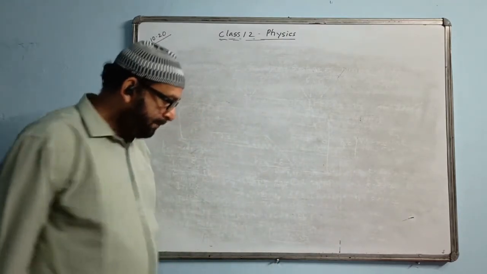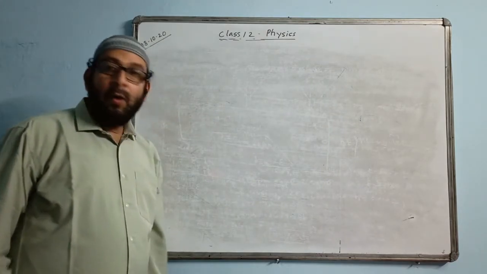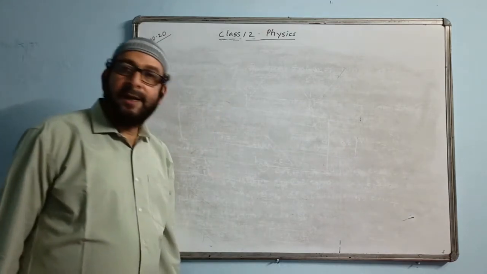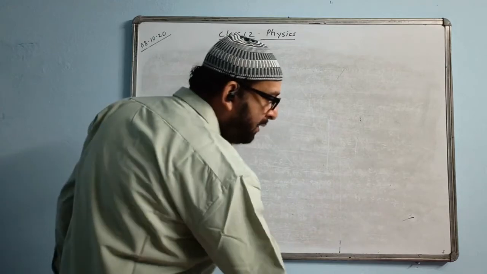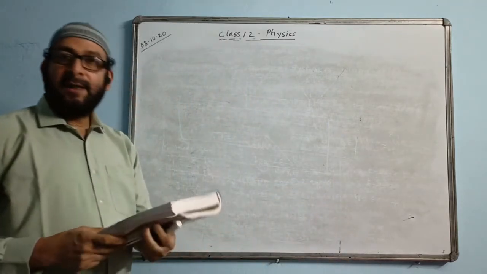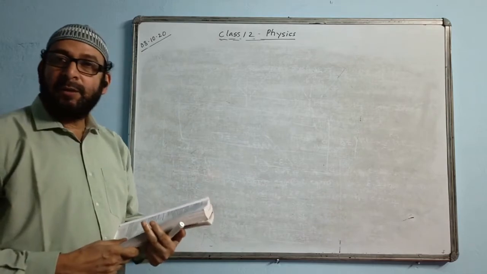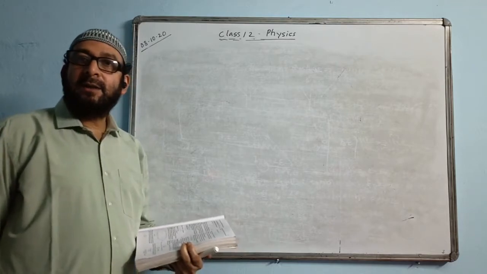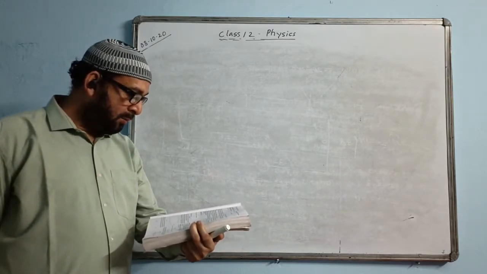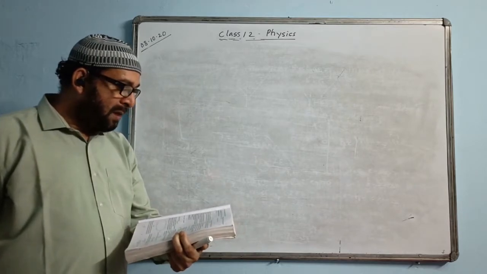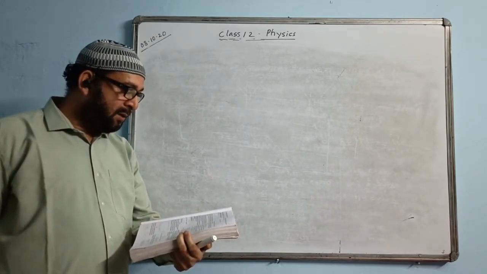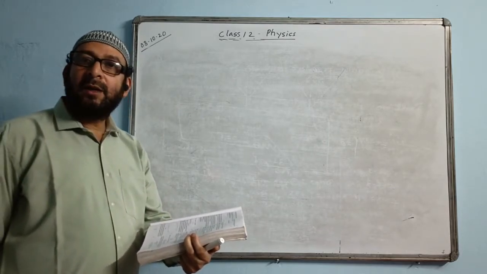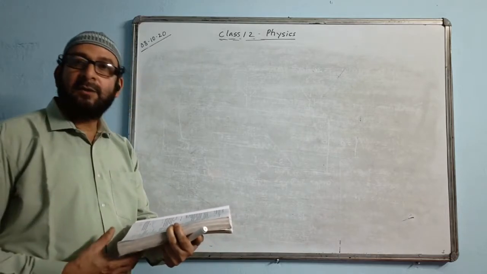Here the question says, how would you arrange 48 cells, each of EMF 1.8 volt and internal resistance 3 ohm, so as to get the strongest possible current in a resistance of 36 ohm.